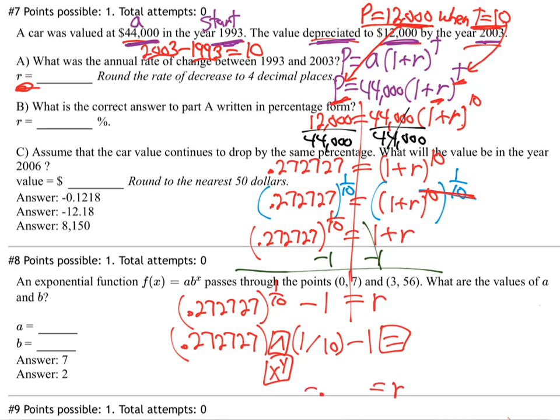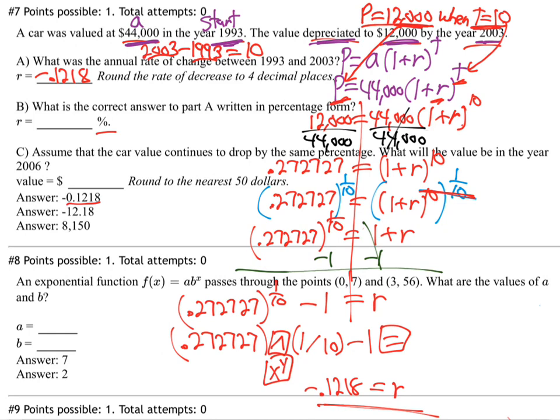And I'm getting r came out negative 0.1218, which is indeed the answer they got right here. So this is negative 0.1218. It's negative because the rate is decreasing, right? The car is decreasing in value. It's dropping in value.